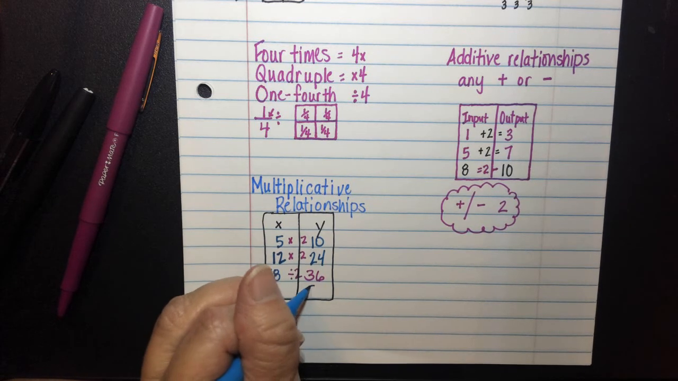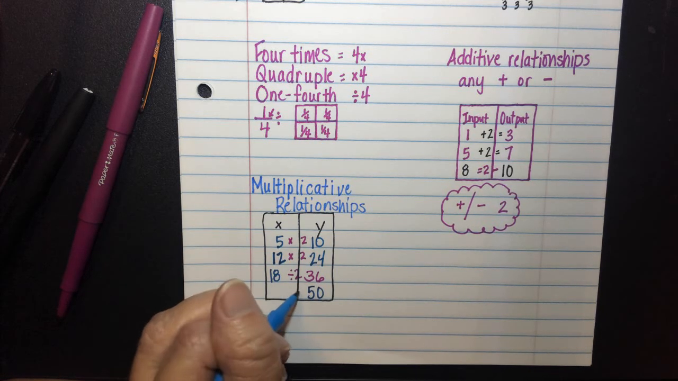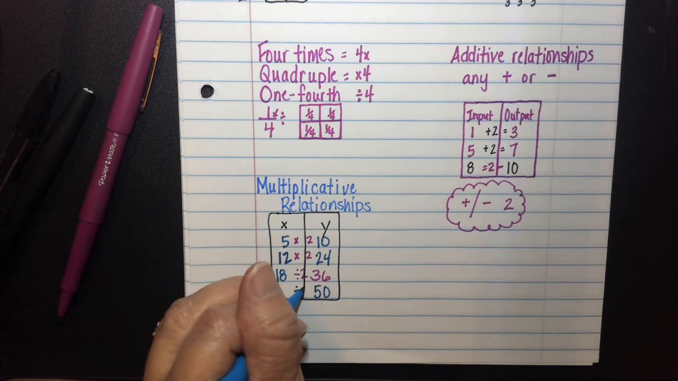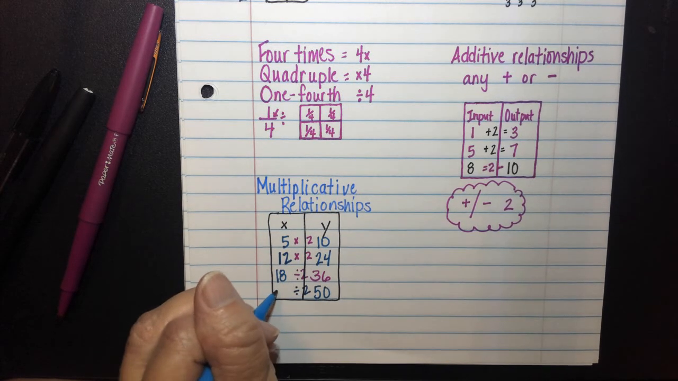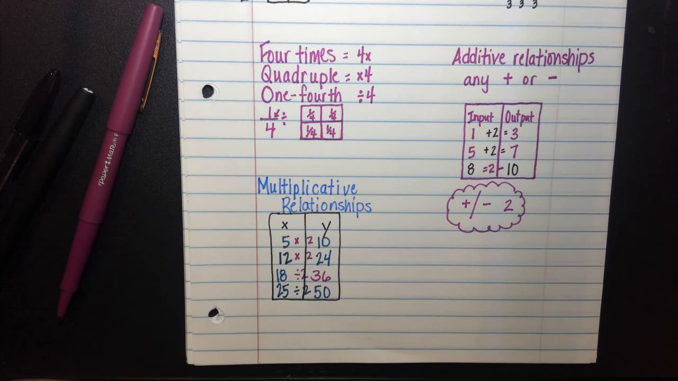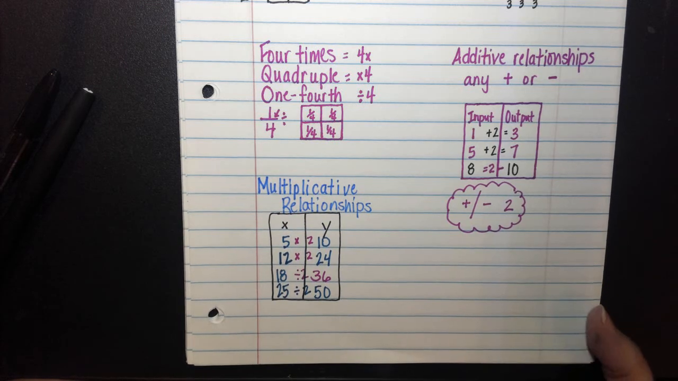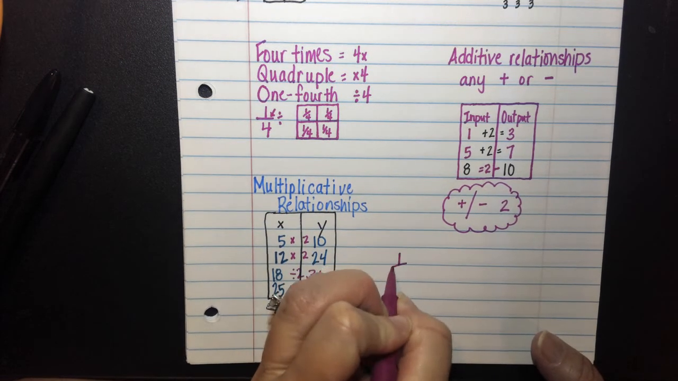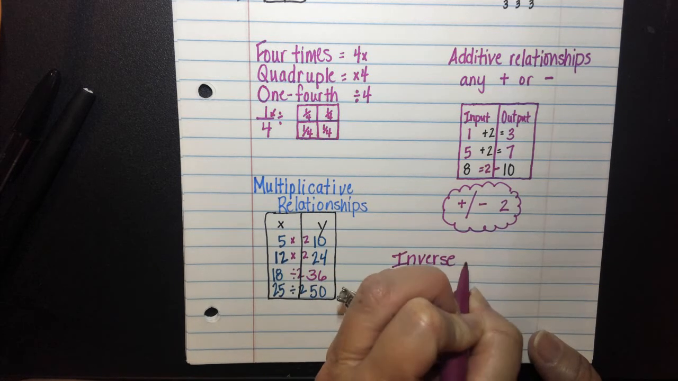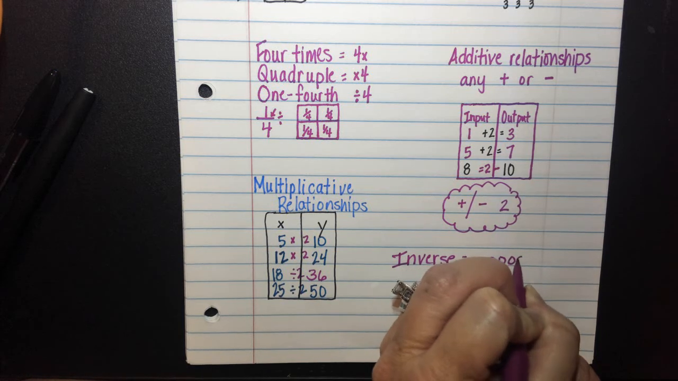Or even if I put in the number 50 and I wanted to figure out what that x column number would be, I would divide by 2 and I could get the number 25. Okay? So the word that I keep using over and over again is the word inverse, and inverse means opposite. You're going to hear that word a lot, so I would encourage you to write this down.